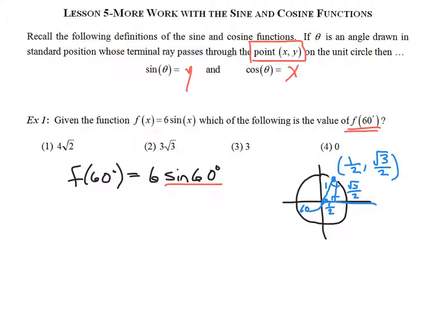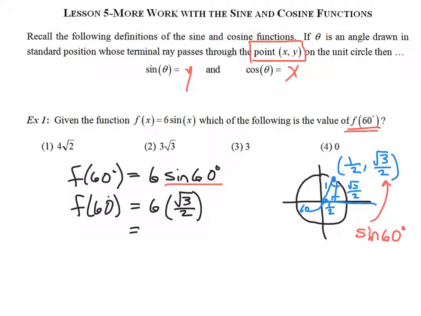Now if I want the sine of 60, we know that the sine is always going to be the y coordinate of that point. So the sine of 60 is radical 3 over 2. Now for this one, our function says take the function value at 60, which tells us to multiply 6 times the value for the sine of 60. So 6 times radical 3 over 2. That's giving me 6 radical 3 over 2, and I can divide 6 divided by 2 and give me 3 radical 3. So looking up in my answers, I see that that is choice number 2.